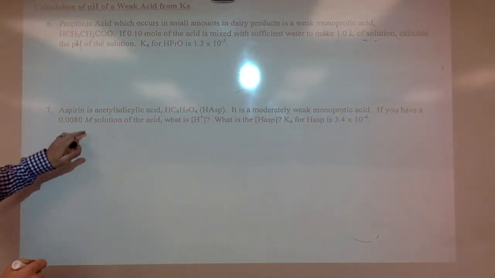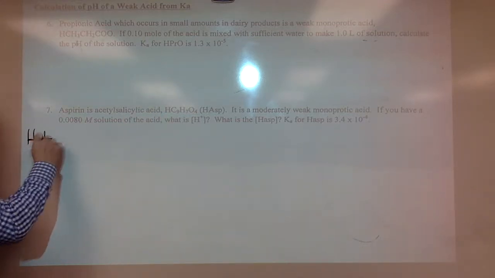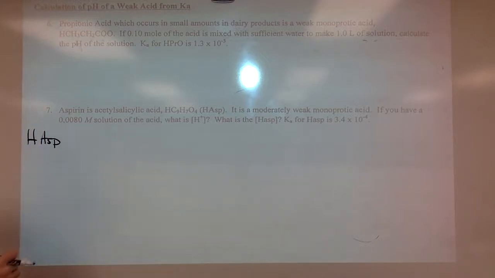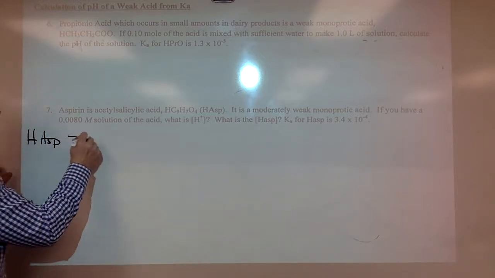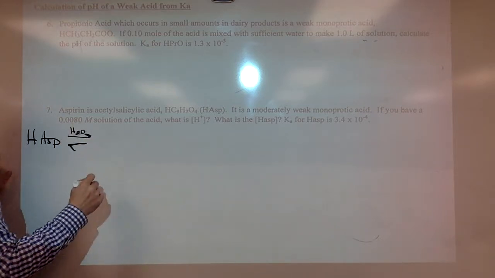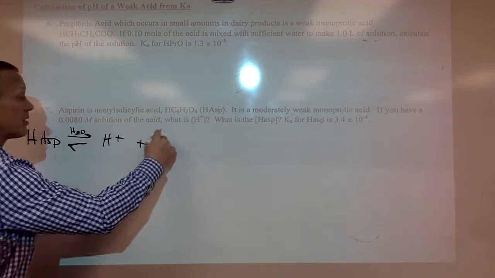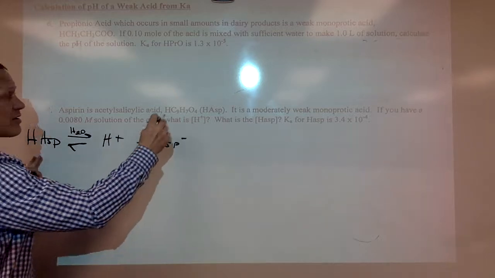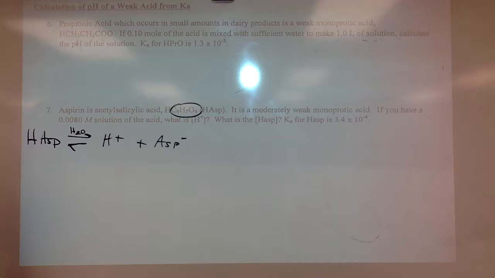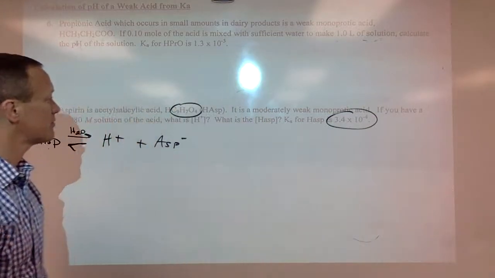Another one here. So we have this weak acid. I'll write it as just H-Asp. It's acetylsalicylic acid, which is in aspirin. So if we put that acid in water, it partially dissociates. It does dissolve completely, but it partially dissociates into H plus ions plus this conjugate base. Again, the conjugate base would be that anion, that negative ion. It tells us the K value right here.